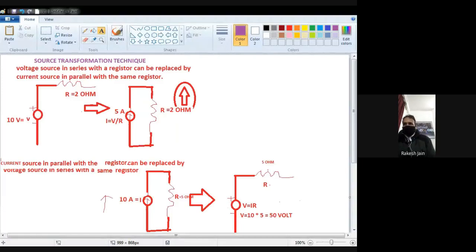Ritik, are you able to hear me? Ritik Roshan. Yes, sir. Very good. Now see the numerical. We come to the numerical.